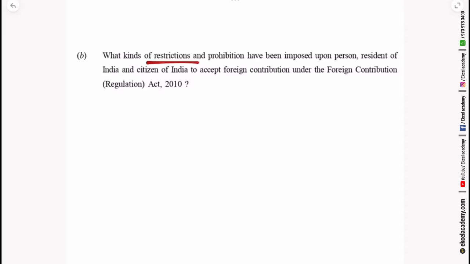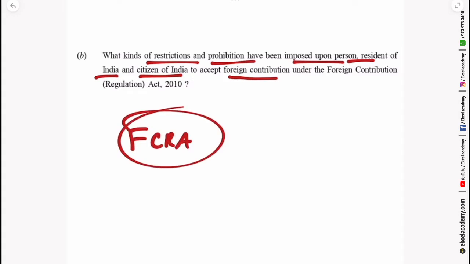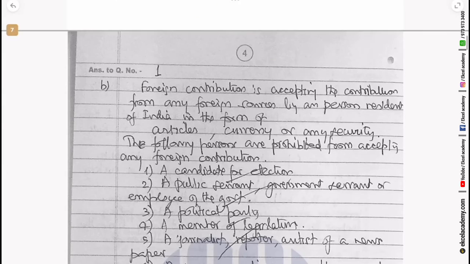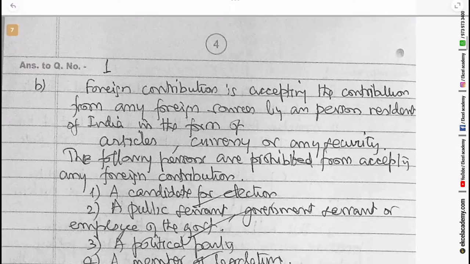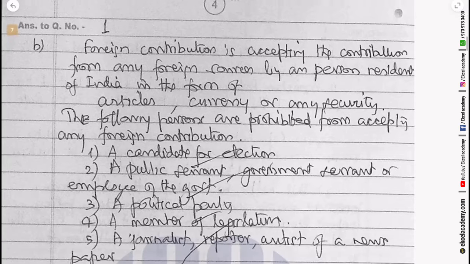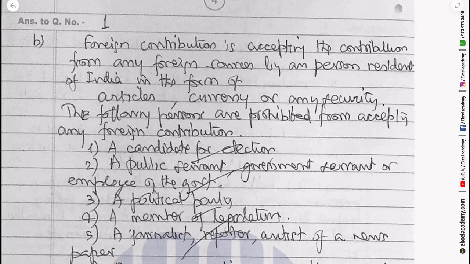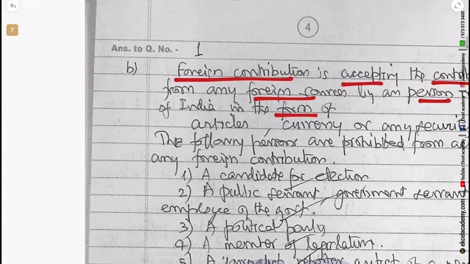What kind of restrictions and prohibition have been imposed upon the person resident in India and citizen in India to accept foreign contribution under FCRA? So FCRA is an act which has gained lot of importance, especially nowadays, because there were some recipients of FCRA, some not-for-profit organizations which were not doing their job properly. So see the answer. Foreign contribution is accepting the contribution from any foreign sources by an Indian resident in the form of. So again, introduction is very, very nice.